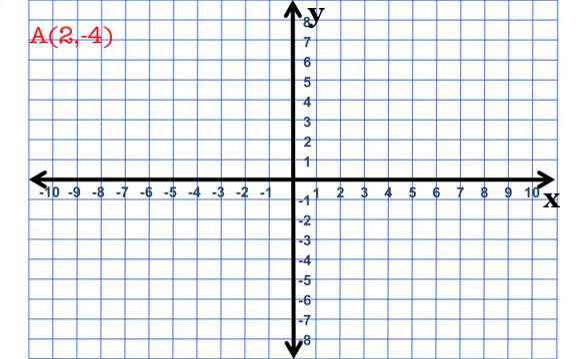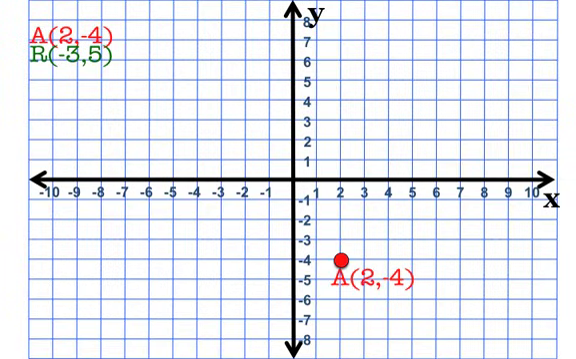Now let's say we have the point A at 2, negative 4. So we start at the origin, and then 2 is positive. So I'm going to move 2 places to the right: 1, 2. And then my y is negative 4, so I'm going to move 4 spaces down: 1, 2, 3, 4. And then I plot my point right there. And that's the point A, 2, negative 4.